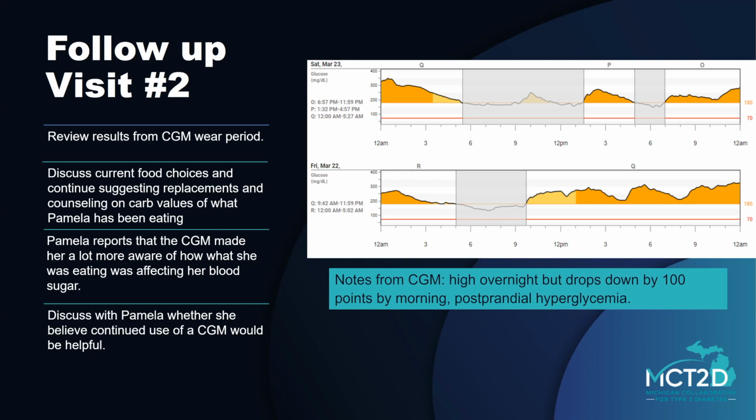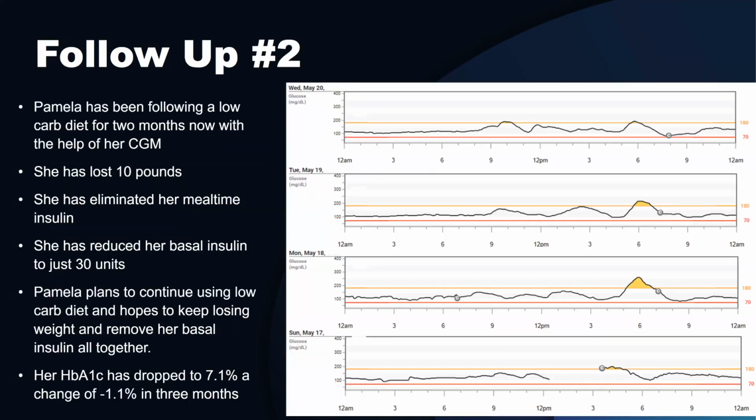And so we talked more about her food choices and how to think about carbohydrates in her diet and what she can substitute. She does report that having the CGM is helping her to understand what food choices are doing to her blood sugar, and she wants to continue to use the CGM for a little bit while longer. So we give her another CGM, send her home, and here's her next follow-up visit.